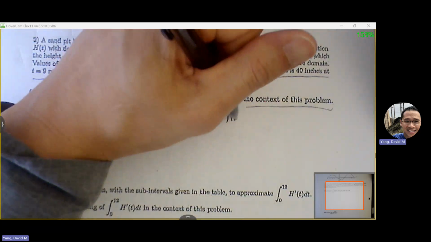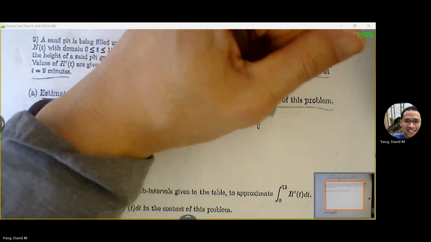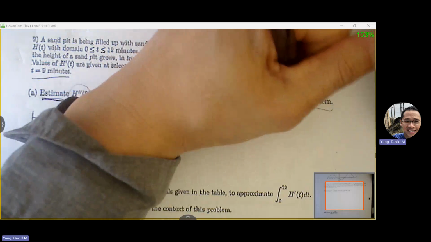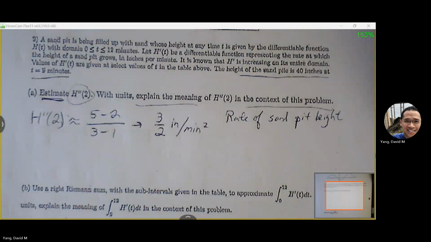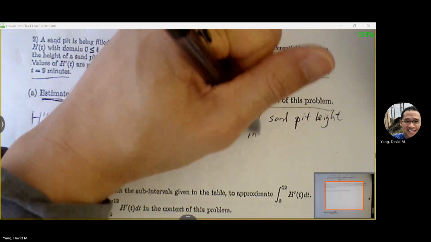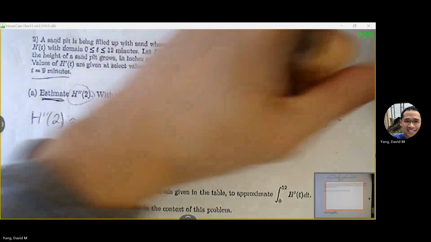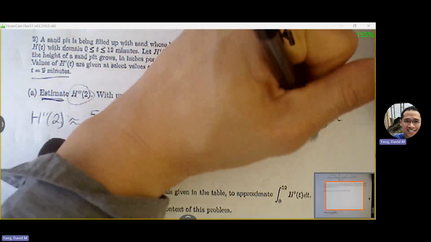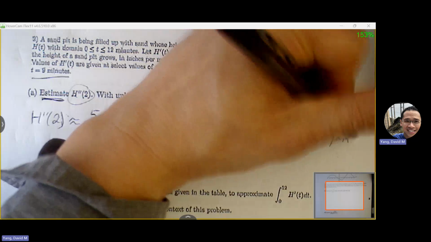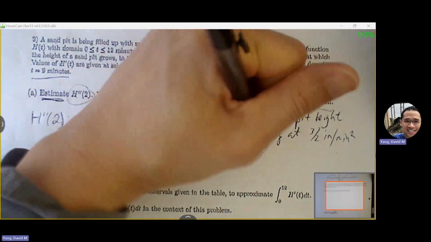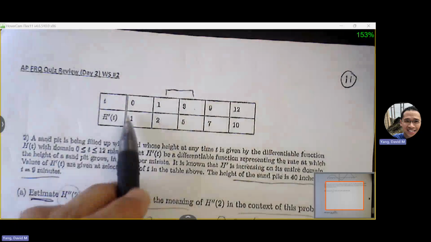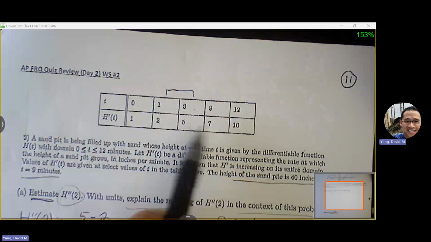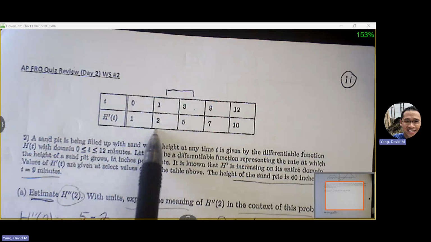So we can say the rate of sandpit height is increasing at 3/2 inches per minute squared at t equals 2 minutes. Right, we see the rate is increasing, right? From 1 to 2, 2 to 5, 5 to 7, 7 to 10. So the rate is increasing.